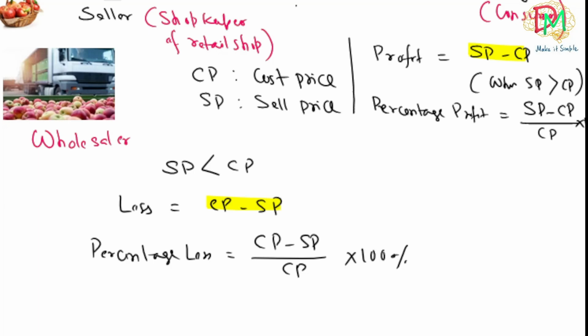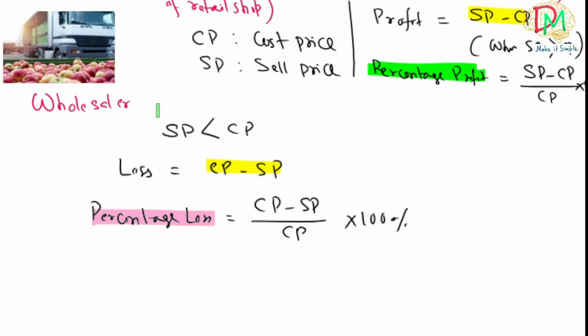Clear? Yes. If CP and SP are equal to each other, that means the price at which the seller buys the product from the wholesaler is the same price at which he sells it to the customer, then there will be no profit, no loss.